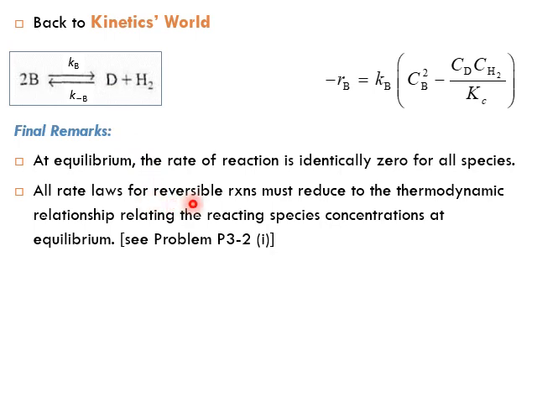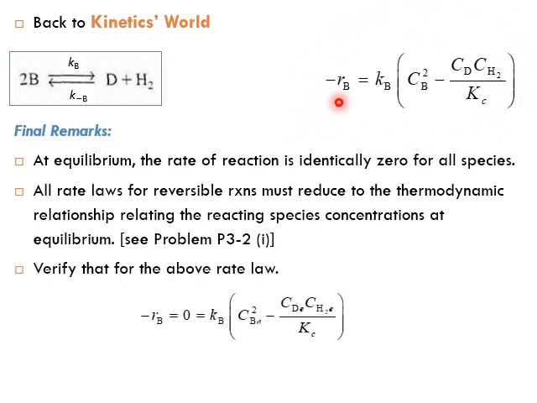All rate laws for reversible reactions must reduce to the thermodynamic relationship relating the reacting species concentration at equilibrium. Meaning, if we take this rate law and we say at equilibrium, obviously minus Rb equals 0, and then we solve for Kc, we get this expression, and this is a valid expression for Kc, looking at, for instance, this stoichiometry.